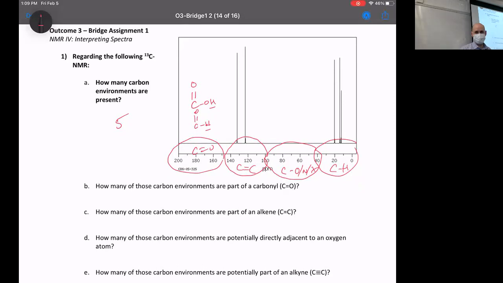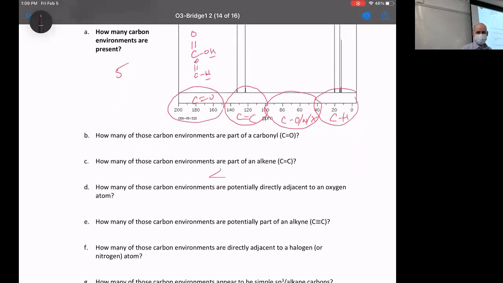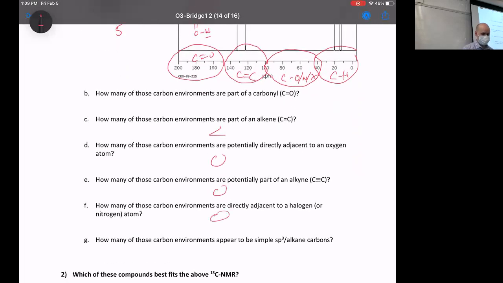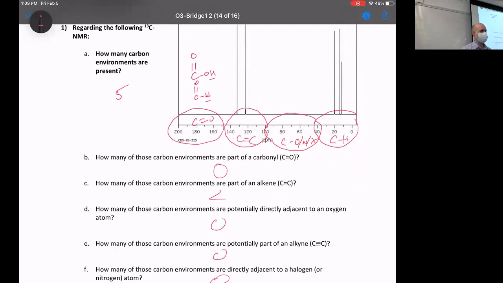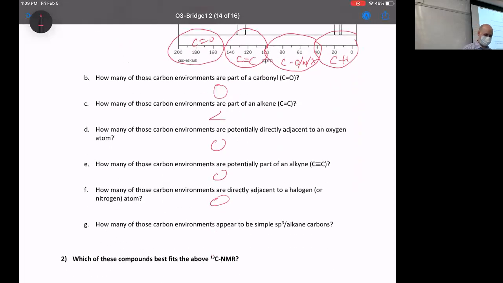Mallory, how many carbons do I have over here? None. How about in the double bond region? Perfect. All right. How many carbons do I have that are right next to an O? None, because there's no peaks between 60 and 90, not even close. So there's no carbons right next to O, none in a triple bond, none attached to nitrogen or halogen. And then lastly, how many of these are just kind of alkanes? 3, because I've got 3 peaks in that just general alkane region.